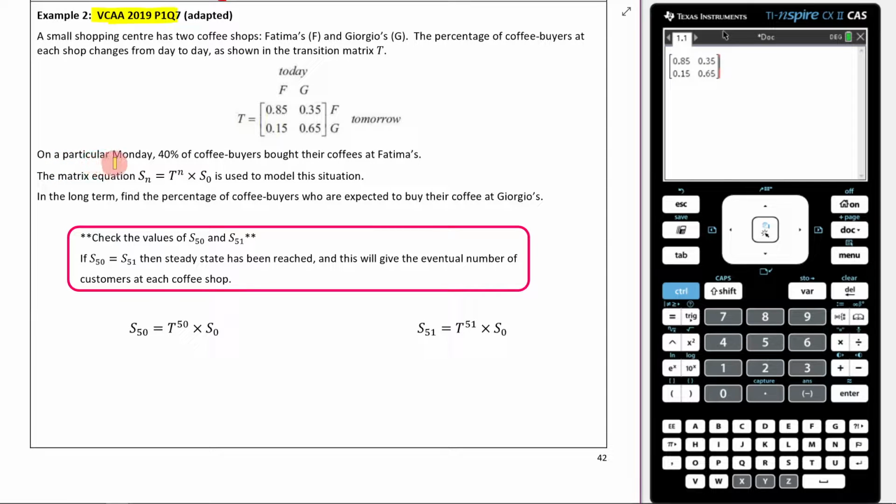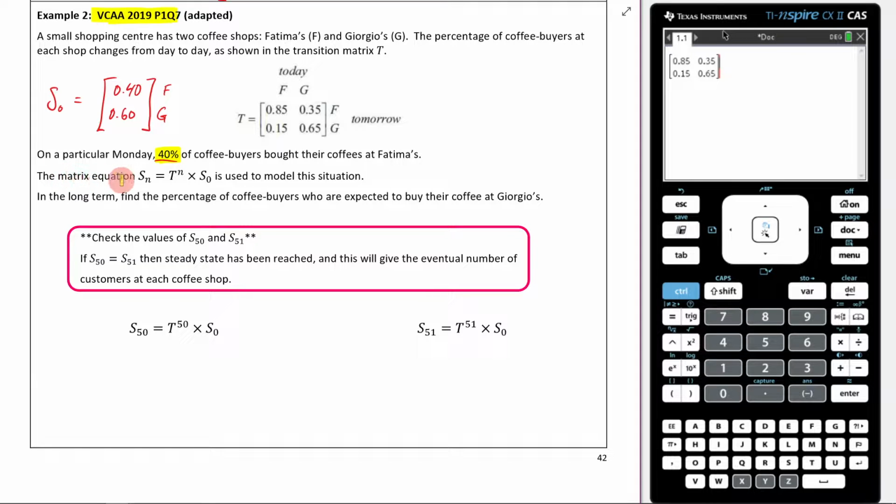On a particular Monday, 40% of coffee buyers bought their coffees at Fatima's. 40%. Okay. So what we can get from that is our initial state. Because they've told us that, our initial state, S of 0, is going to be, now Fatima has to go on top, and then Giorgio, 0.4 and 0.60 there. That's because it's F and G. So that is our initial state there. Okay, let's keep on reading.